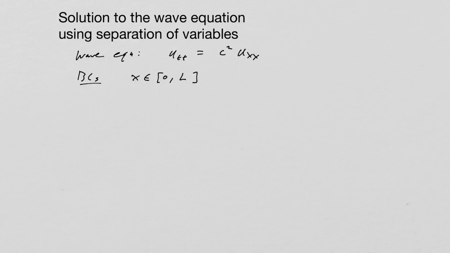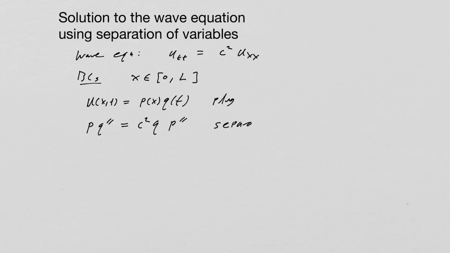All right, so just like what we've done in the heat equation and the diffusion equation, in the wave equation, we're going to take u of x comma t and express it as a product of two univariate functions, p of x and q of t, and then we're going to plug it in. So then we're going to get p times q double prime is equal to c squared times q times p double prime. Okay, so then we separate, and we get q double prime over c squared times q is equal to p double prime over p.